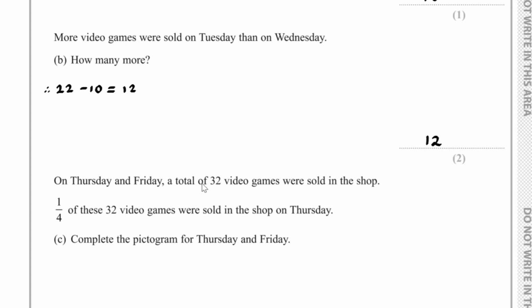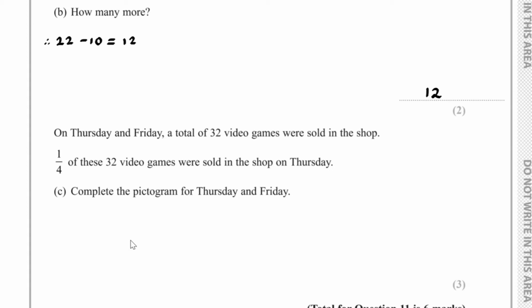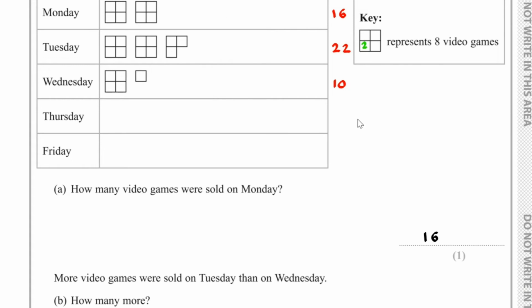Then, on Thursday and Friday, a total of 32 games were sold in the shop. 1/4 of these 32 games were sold in the shop on Thursday. We have to complete the pictogram. Well, on Thursday, we've got 1/4 of 32, which is 8. So, for Thursday, we've got 8, and therefore for Friday, we've got 32, take away 8, which is 24. So, we've got 8, and then 24.